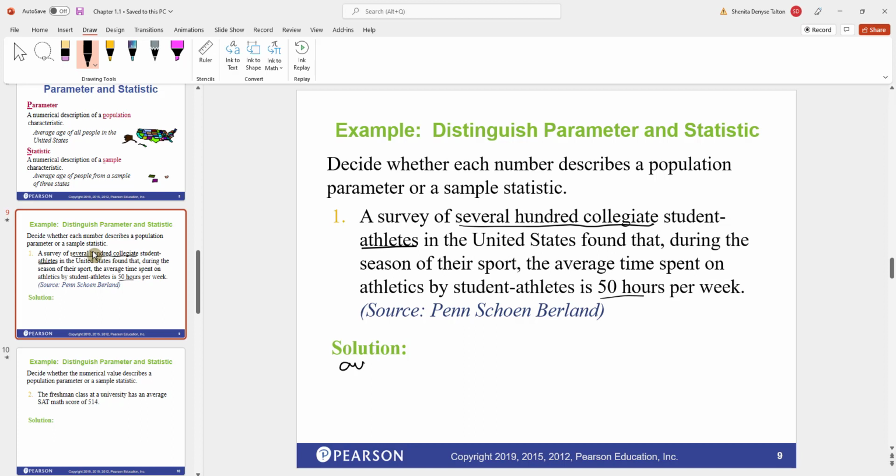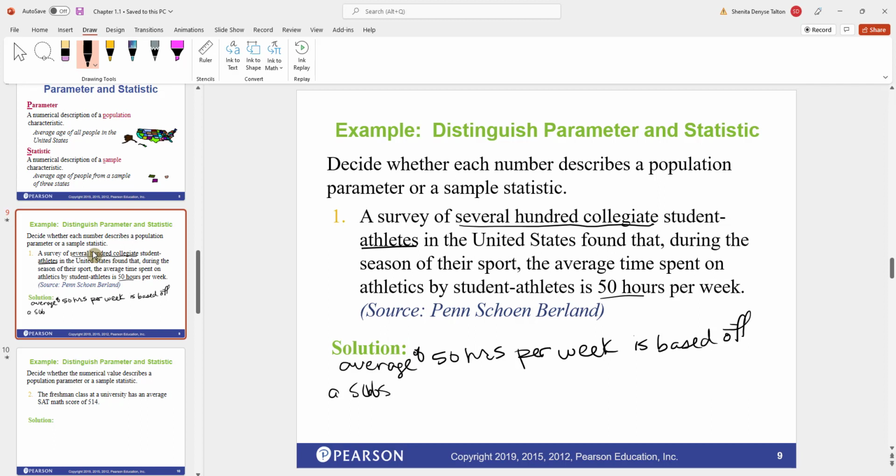Okay, so the average of 50 hours per week is based off a subset of the population. Okay, so therefore the average of 50 hours per week is considered a sample statistic.